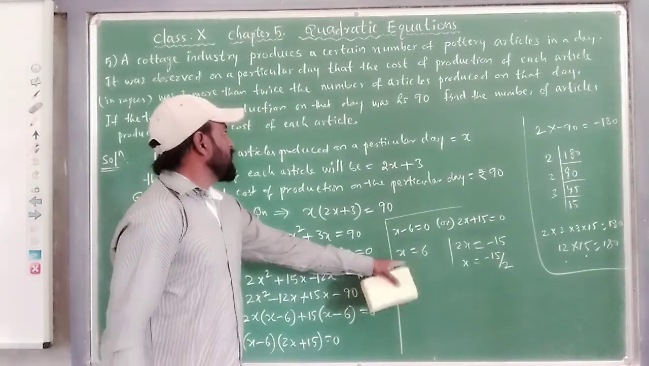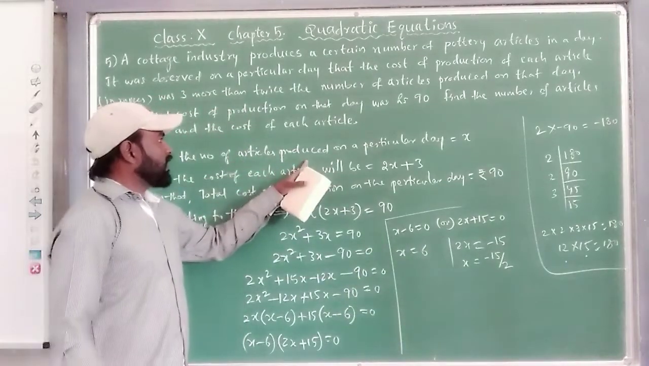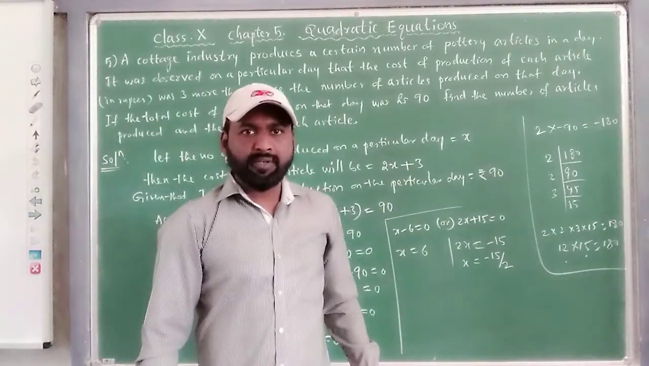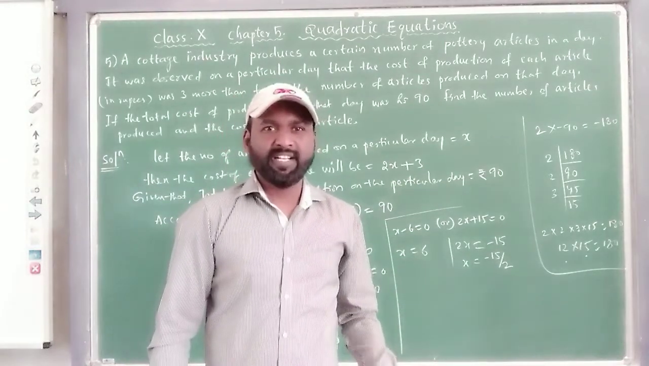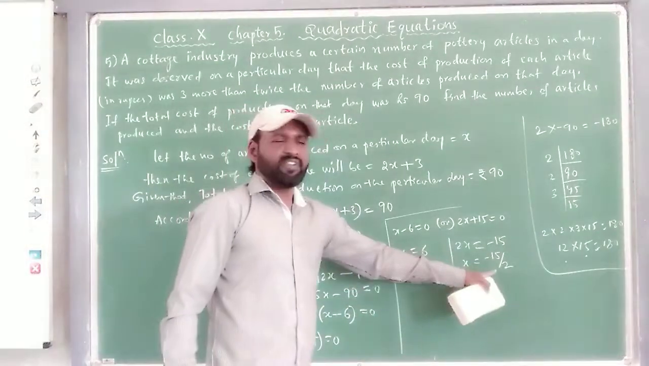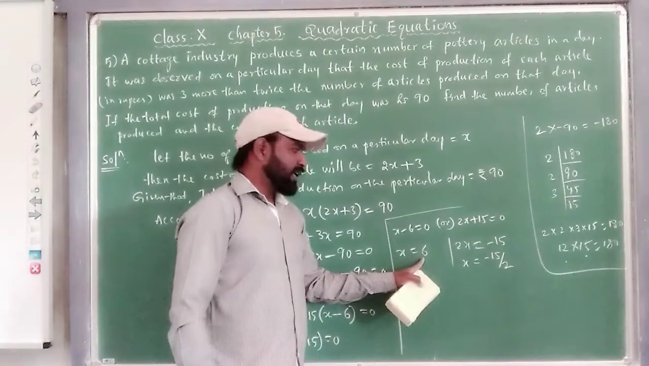So what is x actually? The number of articles produced on a particular day. That is it. The number of articles produced cannot be negative. It should be positive only. That means you have to take this only, not minus 15 by 2. Okay, you have to take the x value as 6.